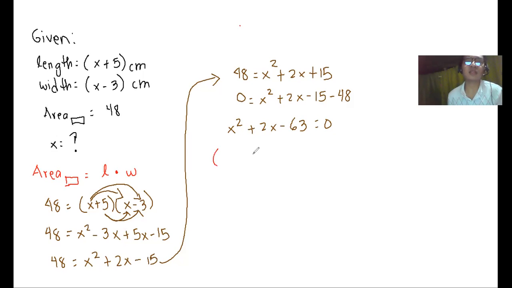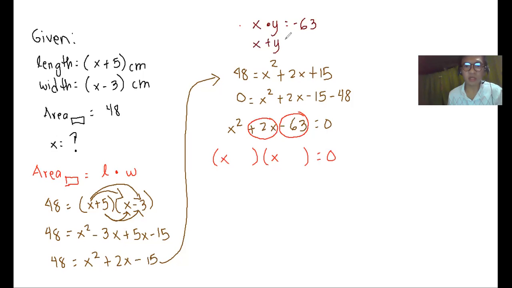Since x squared is the first term, as usual we have x and x. Notice that the last term is negative 63 and the middle term is positive 2x. So the question would be, what numbers when multiplied equal negative 63, while when added will yield positive 2?